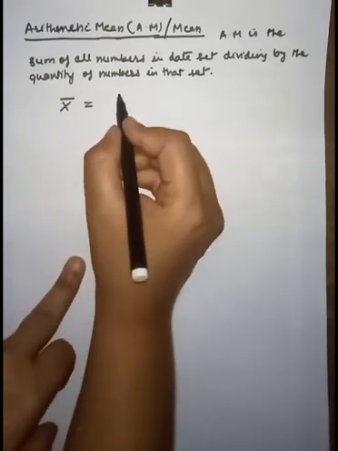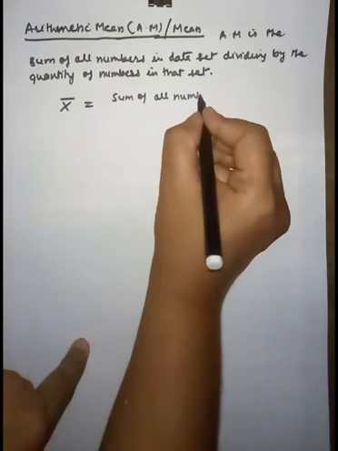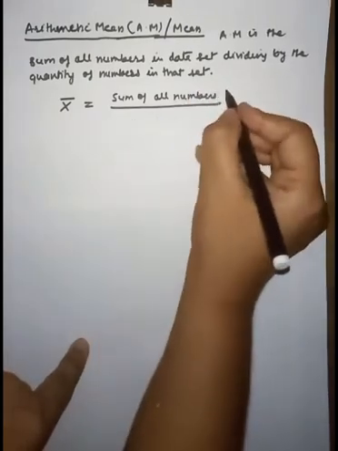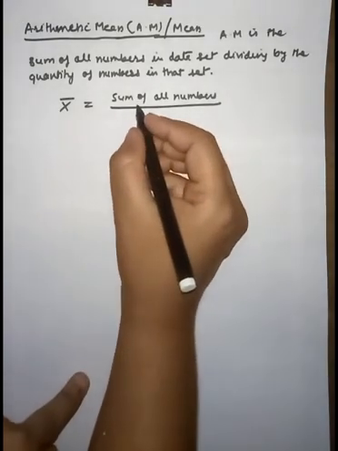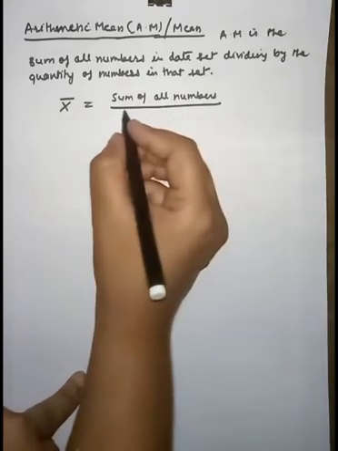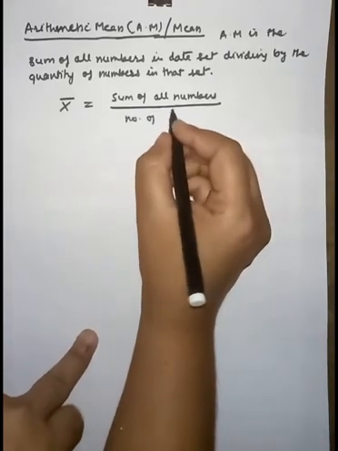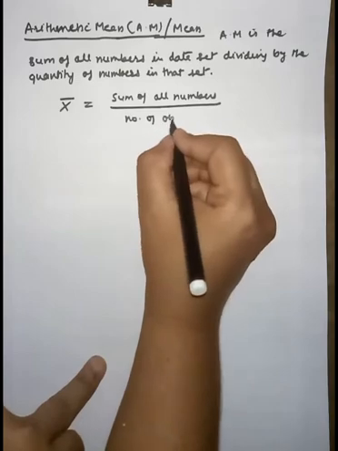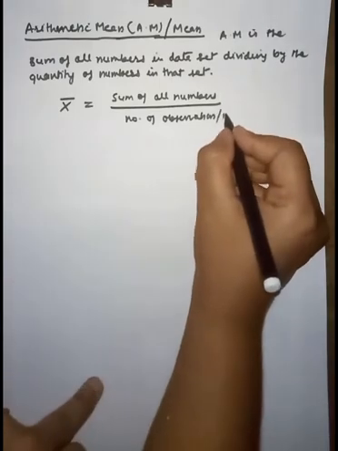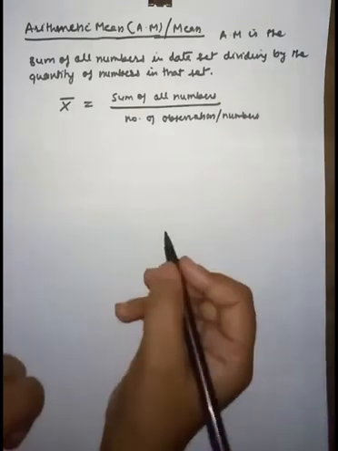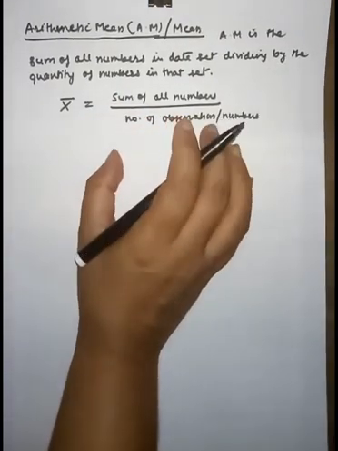this is equal to the sum of all numbers divided by the number of observations, or number of terms, or number of numbers, right? So this is the arithmetic mean.